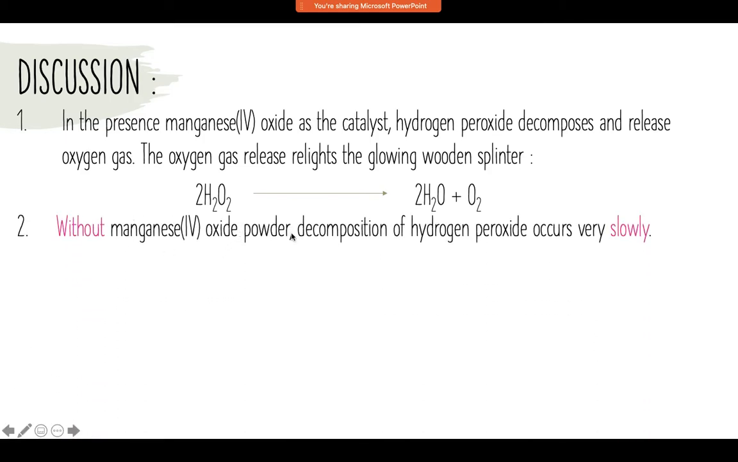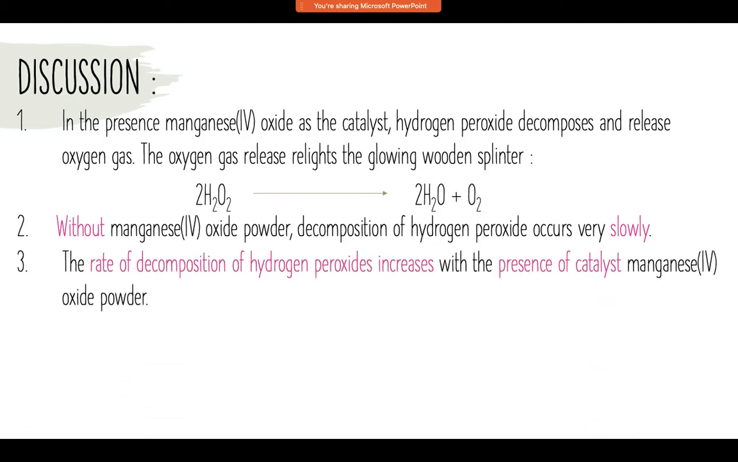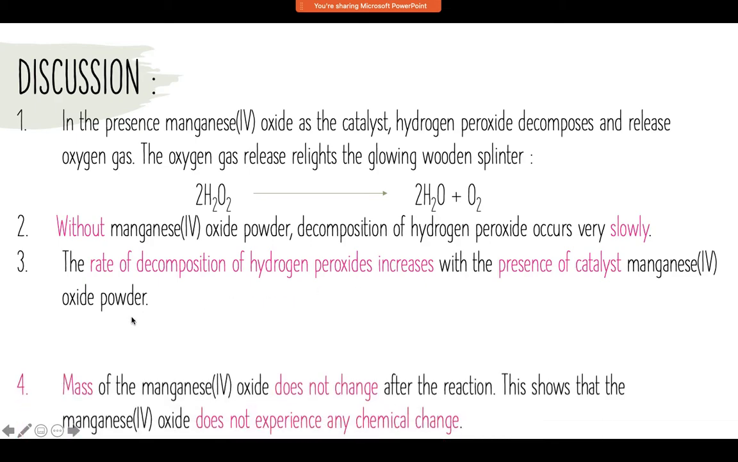Without manganese fluoride powder, decomposition of hydrogen peroxide occurs, but very slowly. Look at the data we compared at minute 4: it is just 3 cm3, while at minute 4 for the one with catalyst it is 13 point something. So the rate of decomposition of hydrogen peroxide increases with the presence of catalyst manganese fluoride powder.